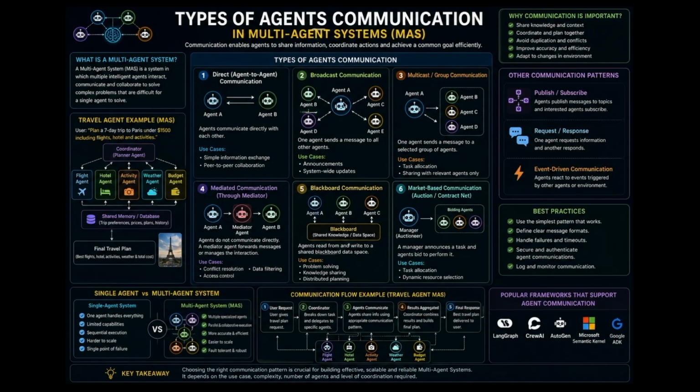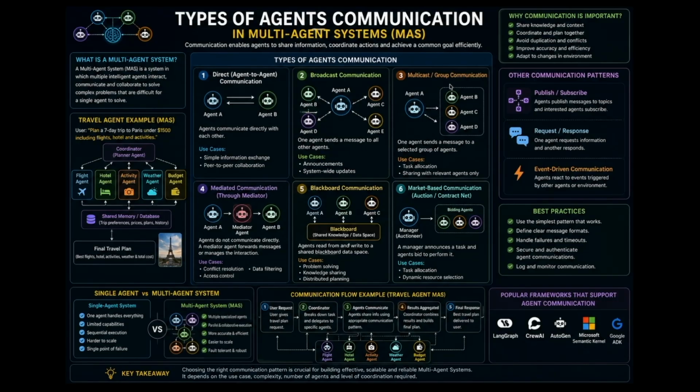There are different patterns or different ways in which agents can communicate. First pattern is direct agent-to-agent communication, where agent A communicates with agent B. Second thing is broadcast communication, where there is one agent which only performs broadcasting, whatever information it has, it broadcasts to different agents, and then the agents will work on that task. One agent sends a message to all other agents.